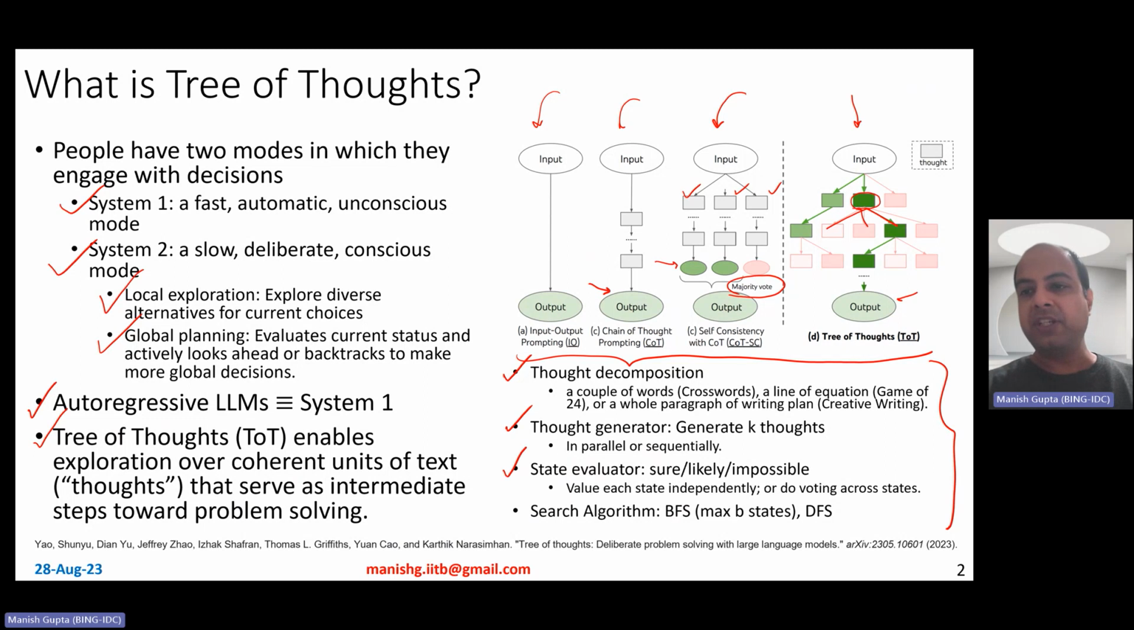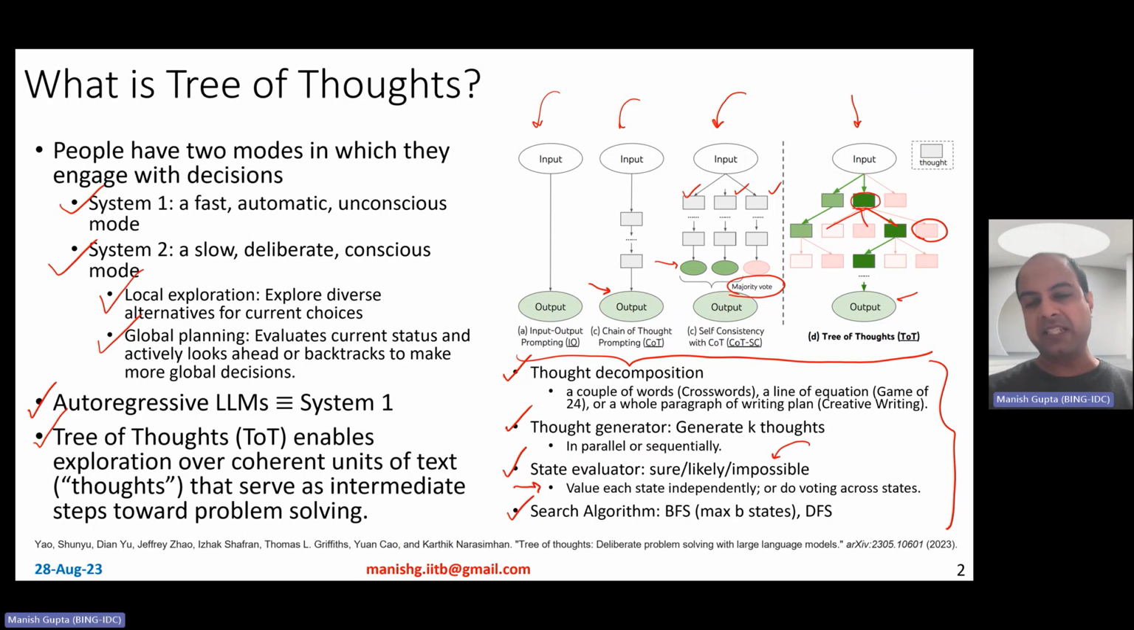Okay. State evaluator. Now, at any point, when you reach a particular state, you may want to continue further from that state or not. Right? And that's basically what the state evaluator does. It evaluates whether the state is sure, likely, or impossible to reach the final output. Now, the value of each state can be calculated independently, or it can be calculated by doing voting across all current states, basically. Right? And then there needs to be a search algorithm.